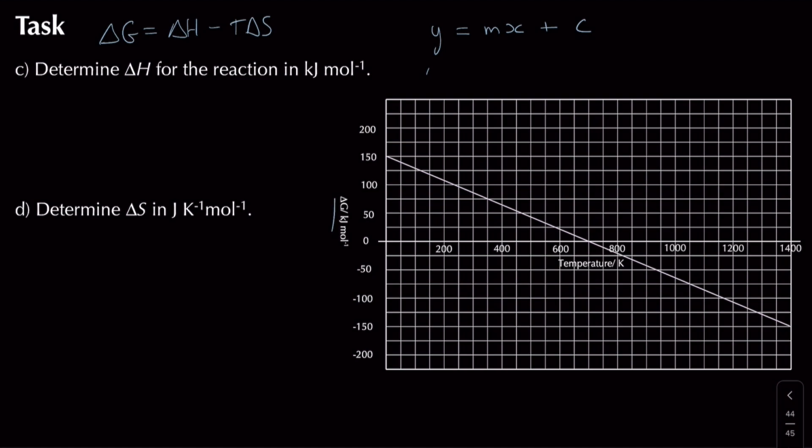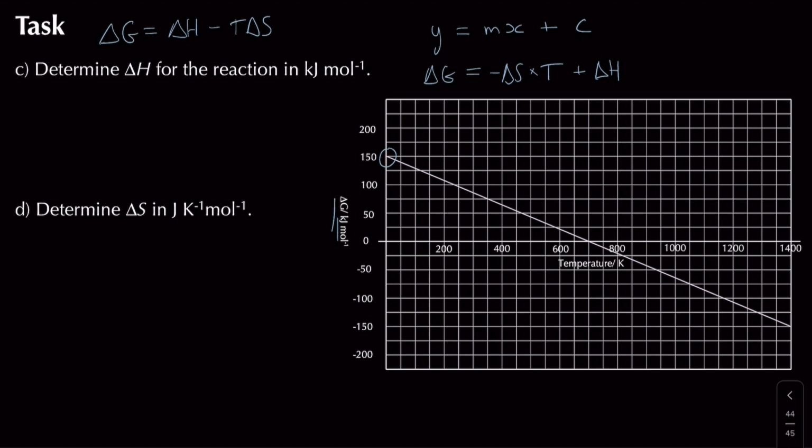Now, I know my y values, which I can see over here, are going to be delta G. I also know my gradient is going to be negative delta S, and that's multiplied by, I'm going to separate it out so it's more visible, the temperature, which is my x values. My y-intercept is going to be delta H itself. If we're asked to find the y-intercept, remember the y-axis is in kilojoules per mole, so we know our units are going to be kilojoules. We've got a y-intercept value of 150; that's what we can see.